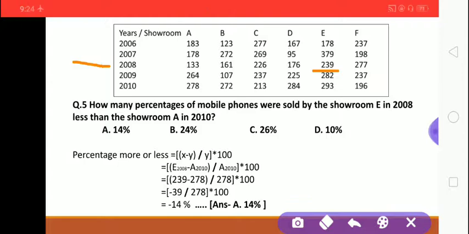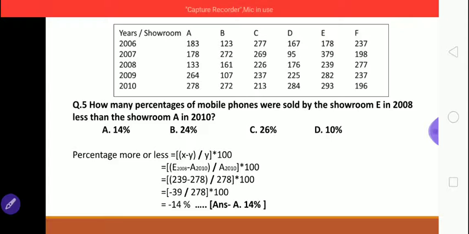239 cell phones. So 239 will be the x value, and showroom A in 2010 had sold 278 cell phones, so minus 278 divided by 278. If you put this in the formula, you will get this equation, and this value comes as minus 14. Therefore, from the minus sign you can judge that the percentage is less. That means how many percentage of mobile phones were sold by showroom E in 2008 less than showroom A.